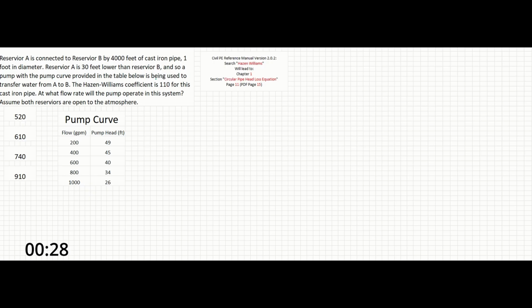The Hazen-Williams coefficient is 110 for this cast iron pipe. At what flow rate will the pump operate in this system? Assume both reservoirs are open to the atmosphere.